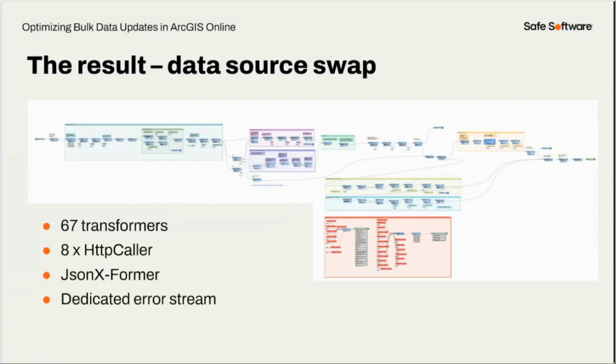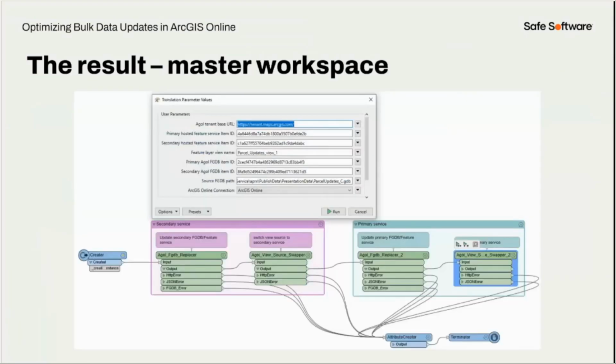To get this particular step done, 8 different types of API calls were required, and some of them more than once, where we work at the layer level rather than the feature service level. So because there's so much going on, we decided to manage and, to an extent, hide the complexity of the workspace by creating 2 custom transformers. And then they were plugged into a master workspace.